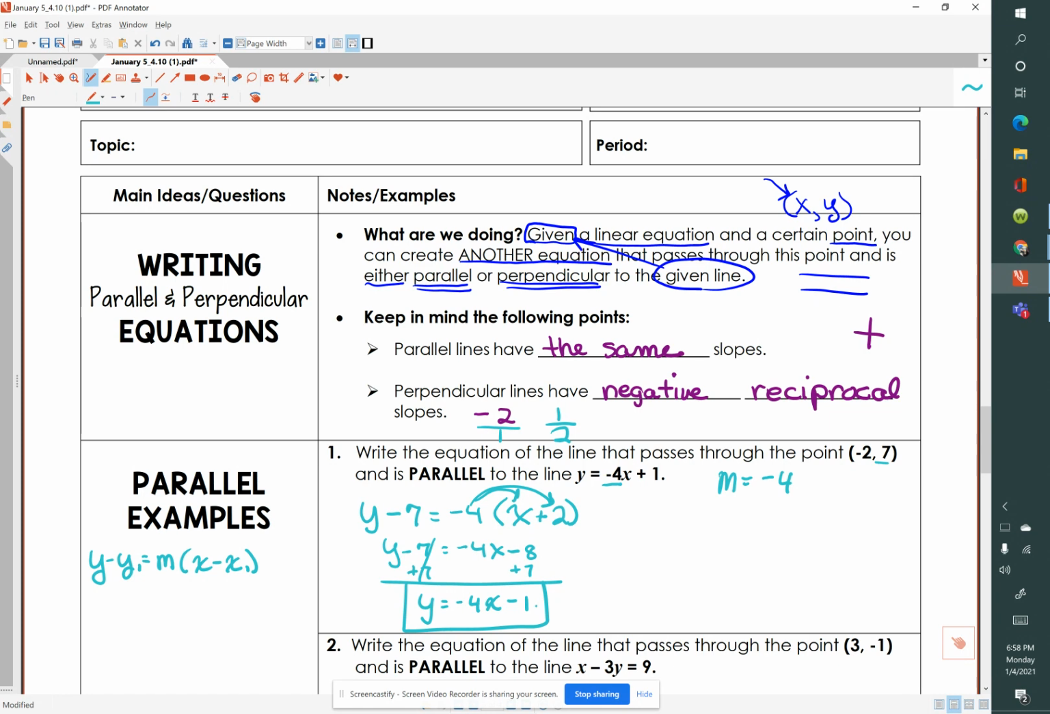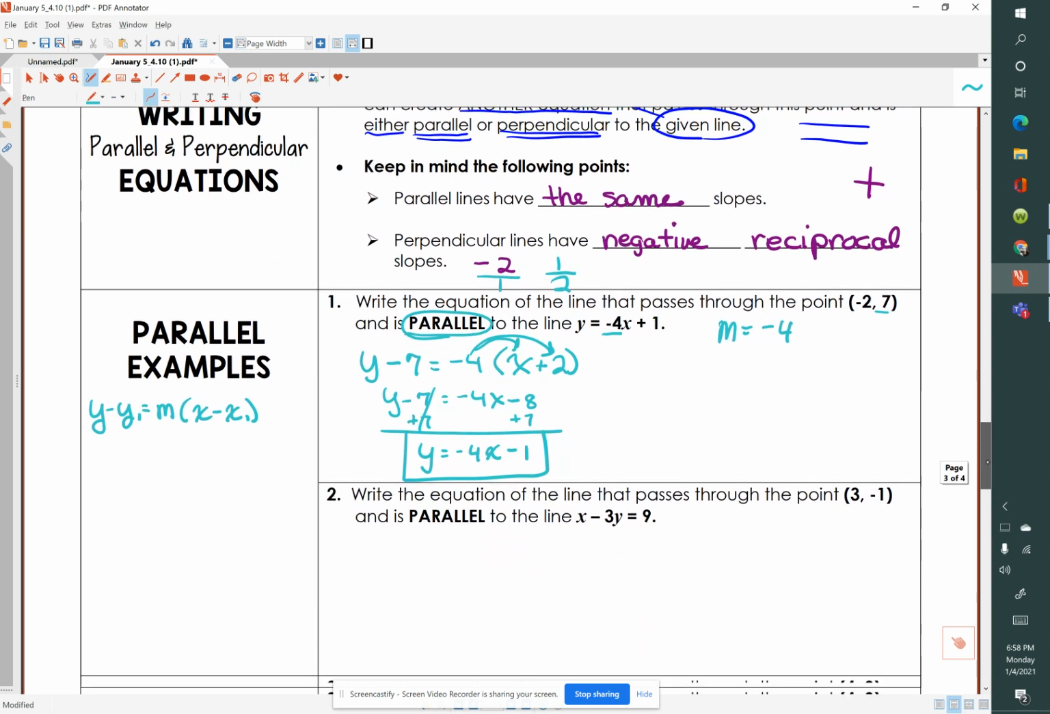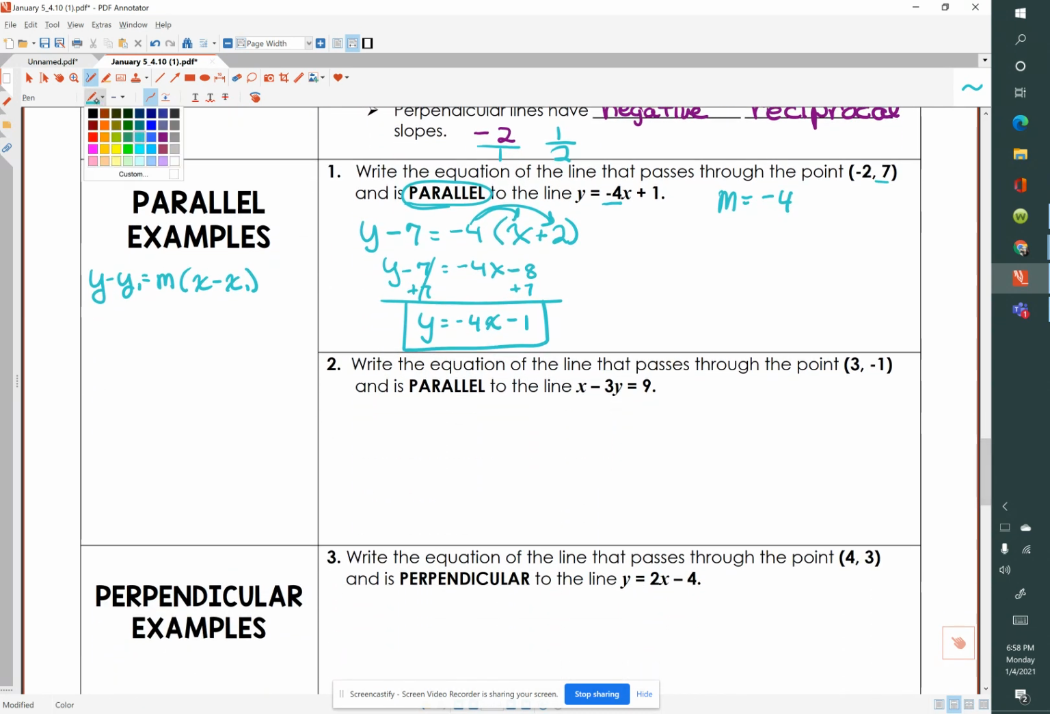And we have written the equation of a line that passes through the point (-2, 7) and is parallel to y equals -4x plus 1. So let's go on and do another one. We'll do two of each type and then see if you can try a few on your own. So now we're going to write an equation of the line that passes through the point (3, -1) and is parallel to the line x minus 3y equals 9.